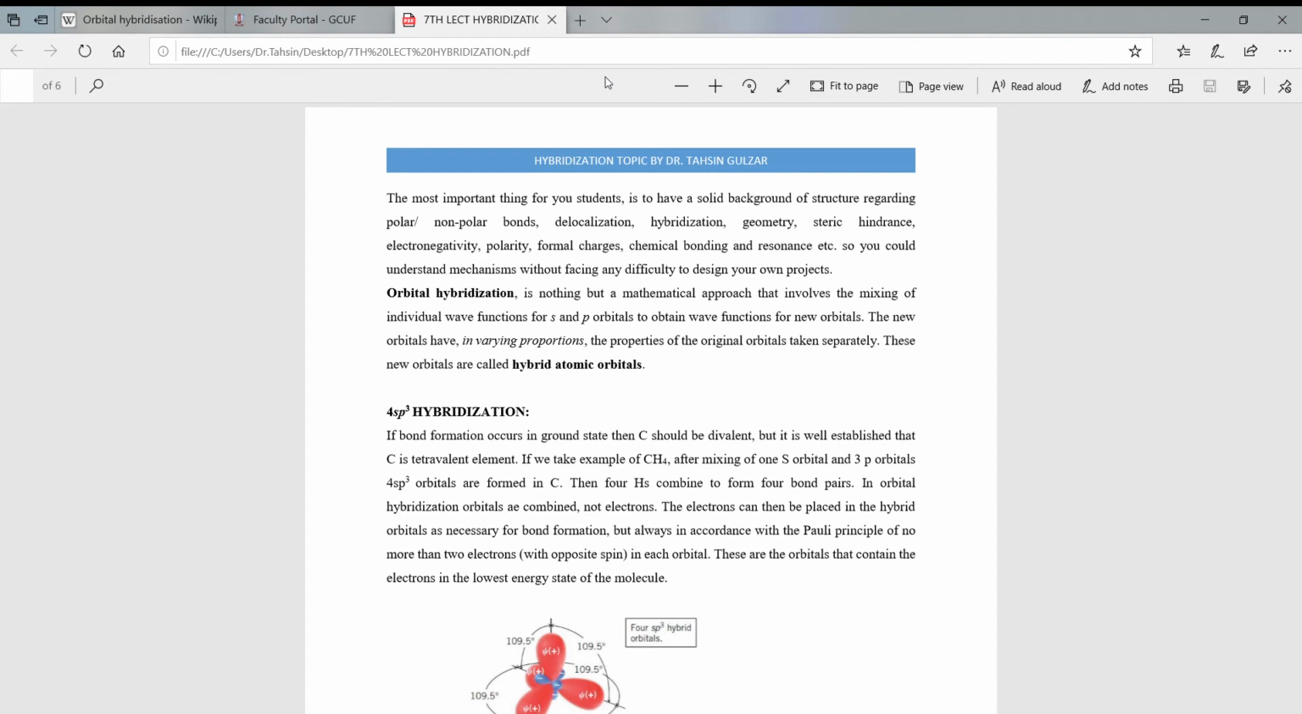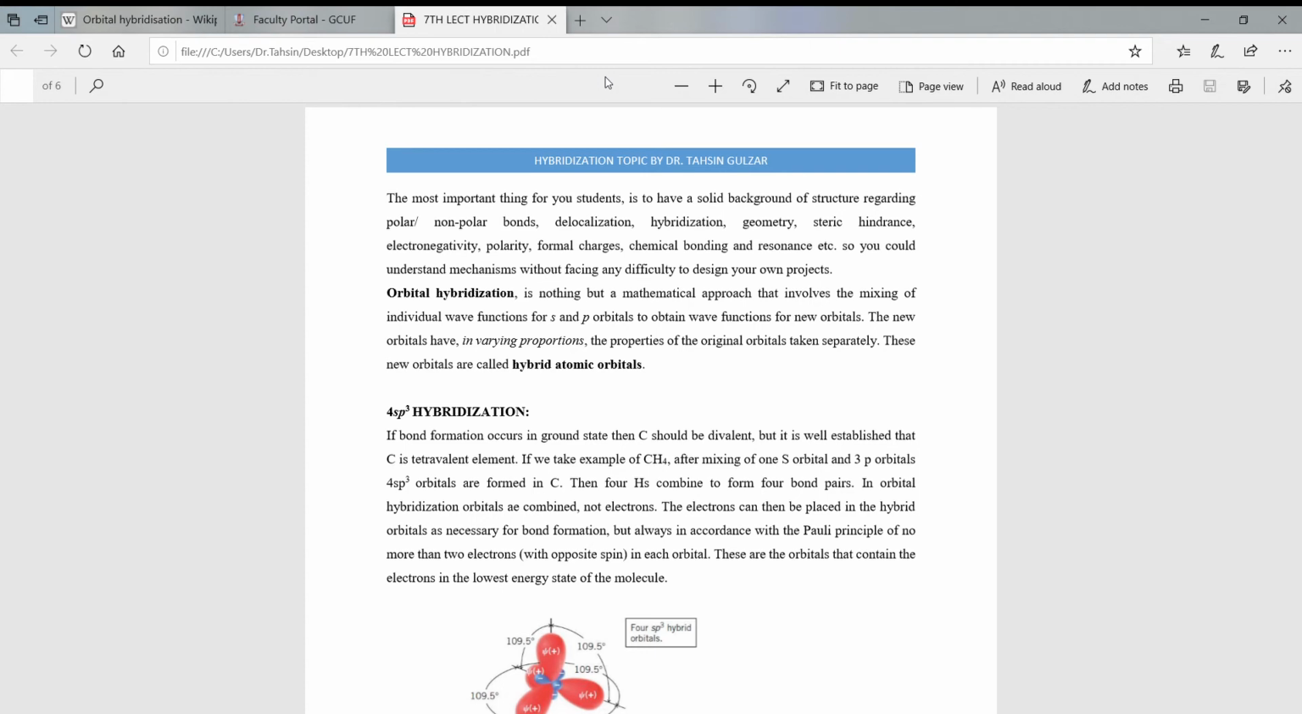Now in sp, what happens, only 1 s and 1 p, 50-50% of each, a 1:1 ratio of s and p orbitals, are hybridized, and the other two orbitals are not taking part in hybridization. So after hybridization, one electron from another carbon and one electron from oxygen is taking place for bond formation.